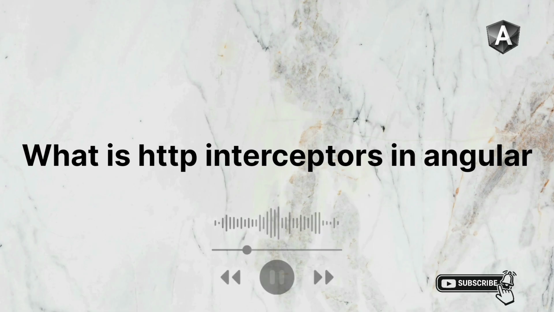Usually, we have a method in the HTTP interceptor called intercept. It takes two parameters, request and next. Request is of type HttpRequest, and next is an HttpHandler. So in this way we can use it.